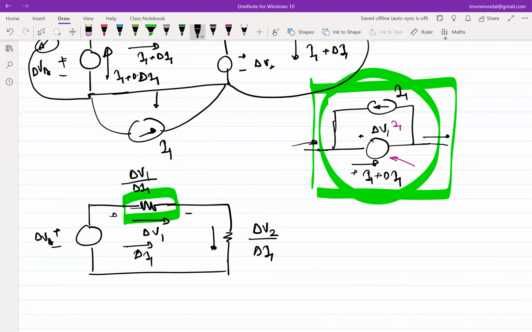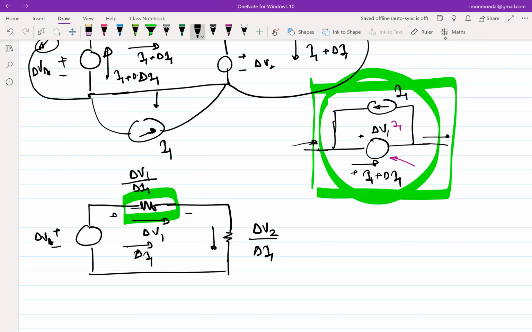So the purpose of this exercise is to tell you that you can come up with this incremental equivalence by purely doing some circuit jugglery. You can replace any nonlinear element with its incremental form, simply because you can relate delta I with delta V through and across the nonlinear element with a linear relationship. Any questions?